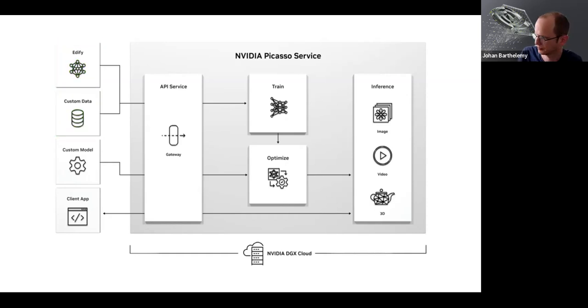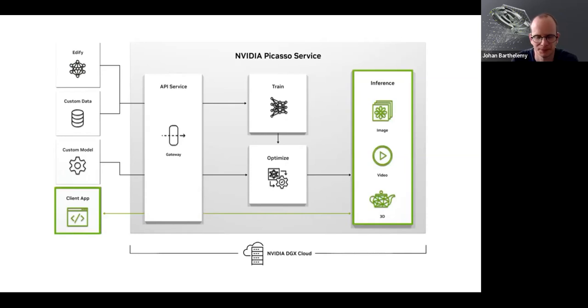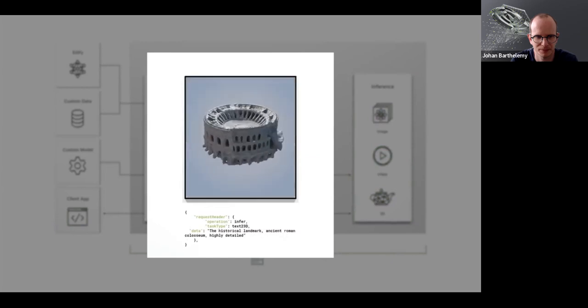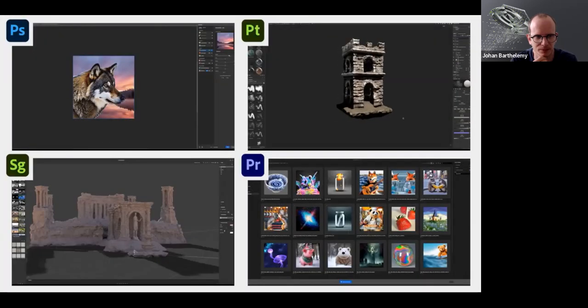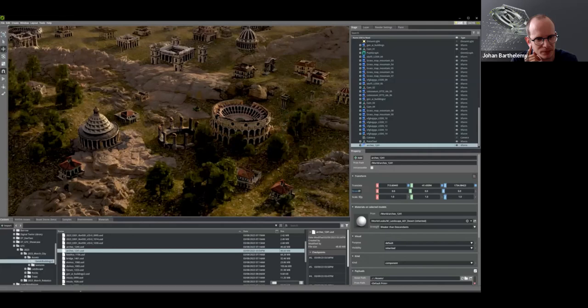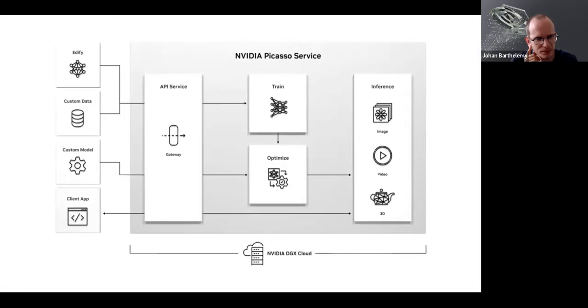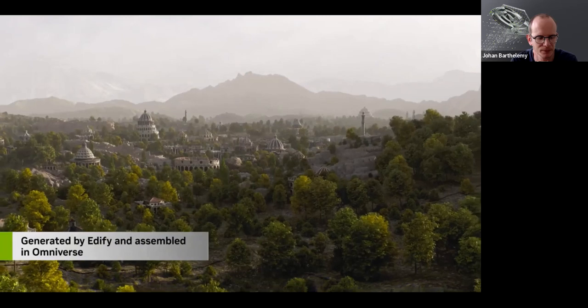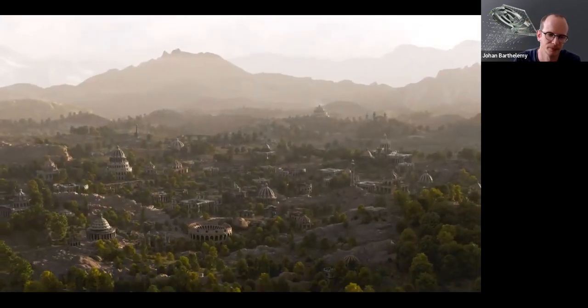To access generative AI models, applications send an API call with text prompts and metadata to Picasso. Picasso uses the appropriate model running on NVIDIA DGX Cloud to send back the generated asset to the application. This can be a photorealistic image, a high-resolution video, or a detailed 3D geometry. Generated assets can be imported into editing tools or into NVIDIA Omniverse to build photorealistic virtual worlds, metaverse applications, and digital twin simulations. With NVIDIA Picasso services running on NVIDIA DGX Cloud, you can streamline training, optimization, and inference needed to build custom generative AI applications. See how NVIDIA Picasso can bring transformative generative AI capabilities to your applications.